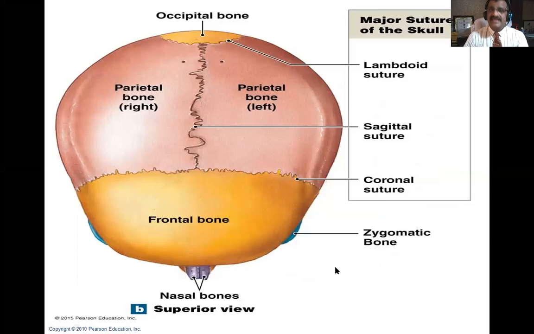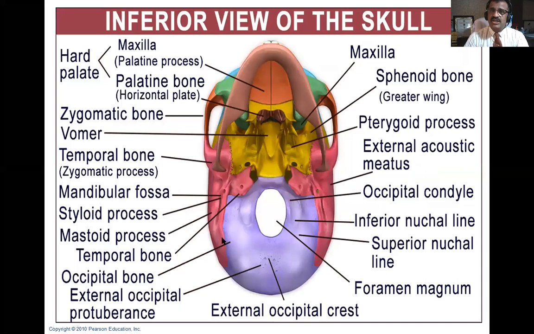Likewise, here is a superior view from above. You see the frontal bone, the occipital bone, and two parietal bones, and I can see the sagittal suture, the lambdoid suture, and the coronal suture. Well, this is the anterior side, and this is the posterior side. And from the inferior side, you see most of the holes or foramina, many of them, and how the hard palate is formed. There is the foramen magnum, and mostly small holes. We'll come to all those foramina one by one tomorrow.